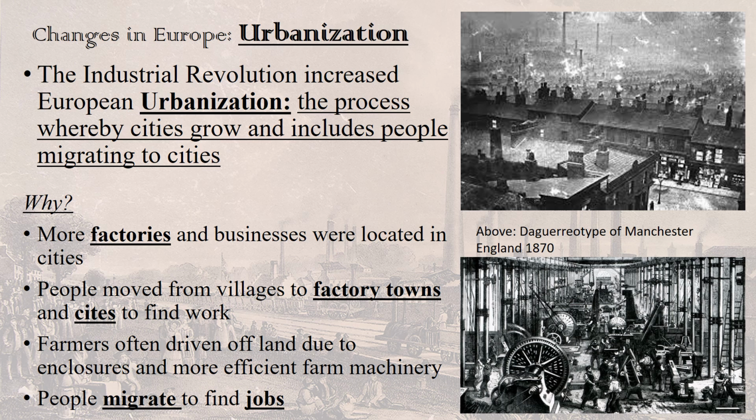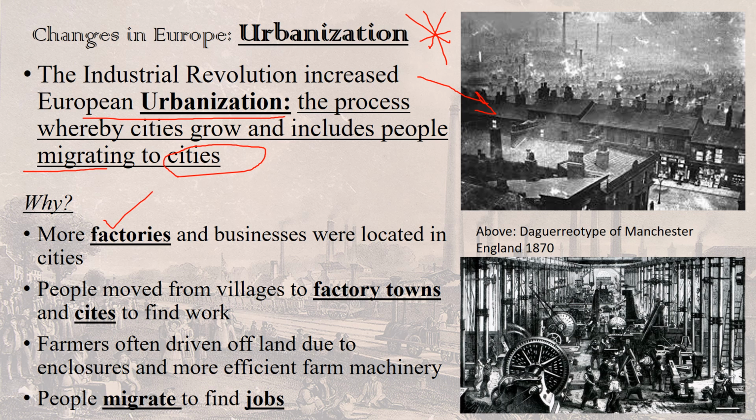Huge changes because of the industrialization in the process of urbanization. Please star and highlight this. The Industrial Revolution increased European urbanization. More and more people are going to move to and live in cities. So again, this is migration, this is population, as the population changes.